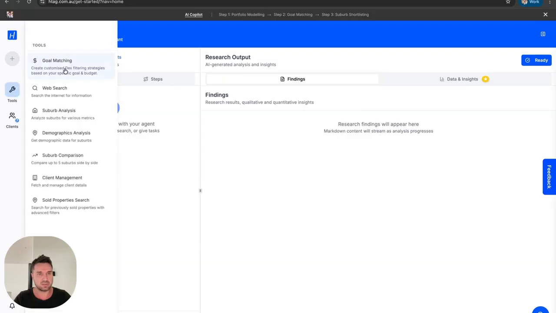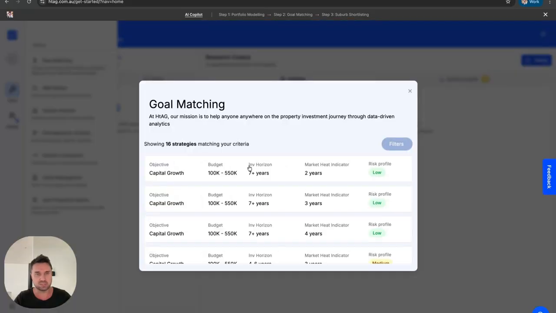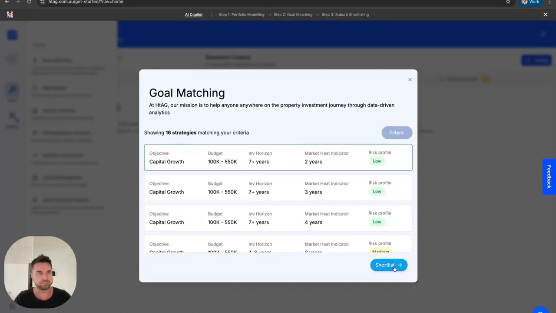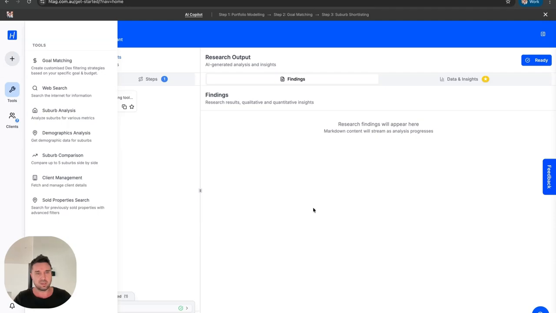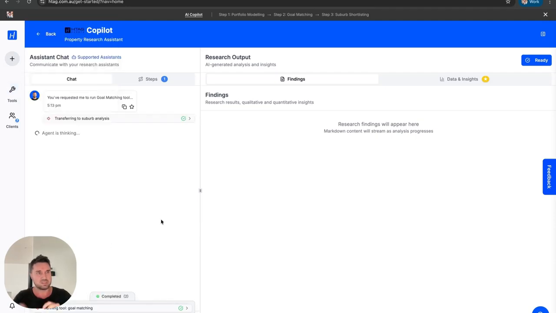We're going to take our goal matching tool and we'll just select one of the first strategies. And what will happen on the back of this is we'll get a short list of some suburbs and rank them by key investment metrics. And then we'll add those metrics to our Metrics Explorer and seek a little bit more understanding. So we'll just wait until that finishes.